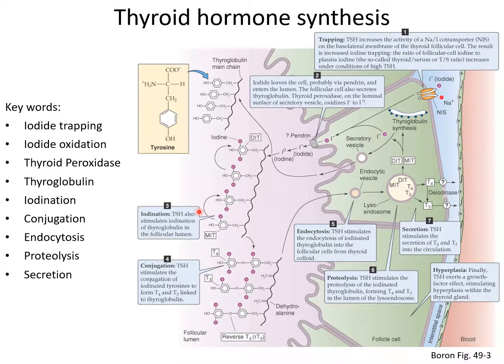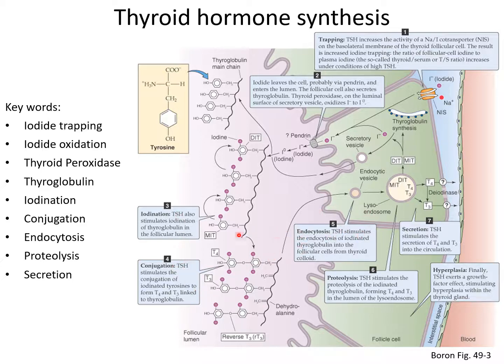And then these iodines will be added to the thyroglobulin. So it's important to also know how these are added. You'll get your two iodines on this one tyrosine group first, and then you add on the second tyrosine molecule. So that's basically steps 3 and 4.